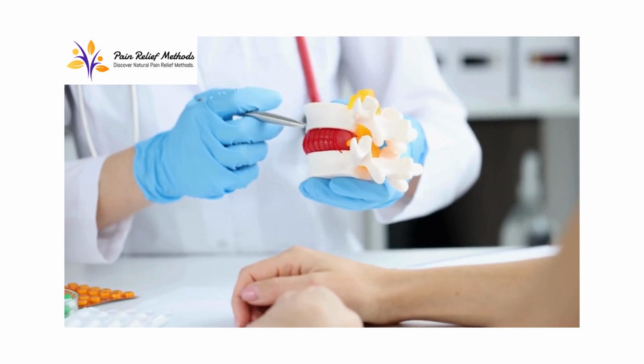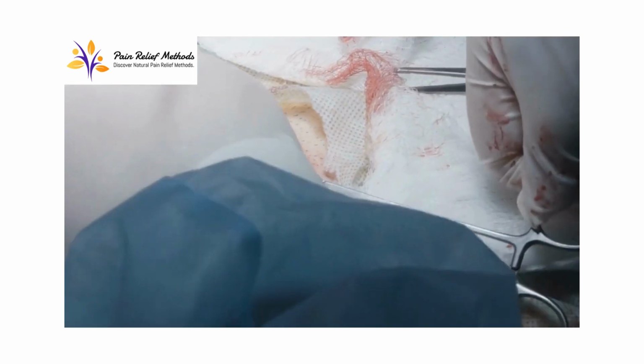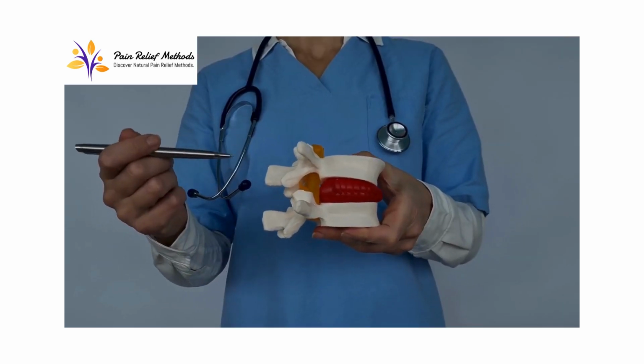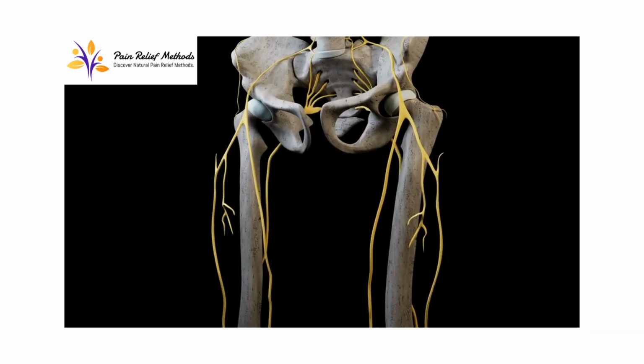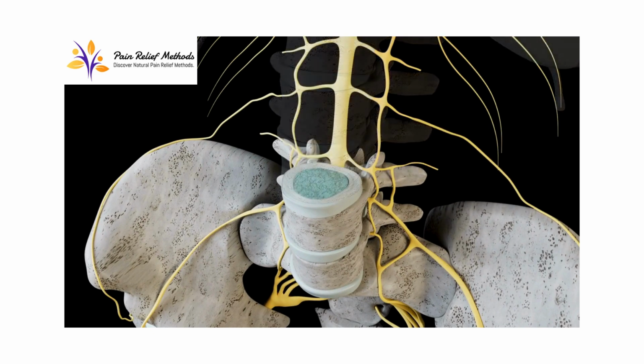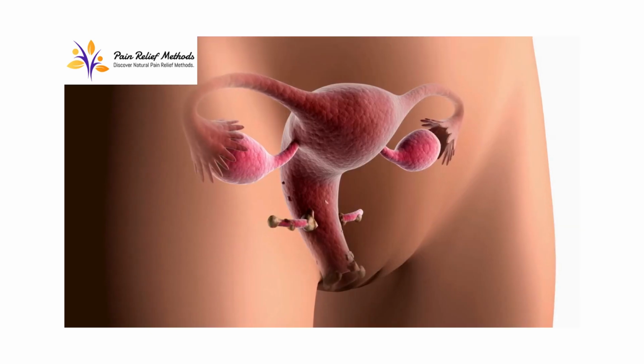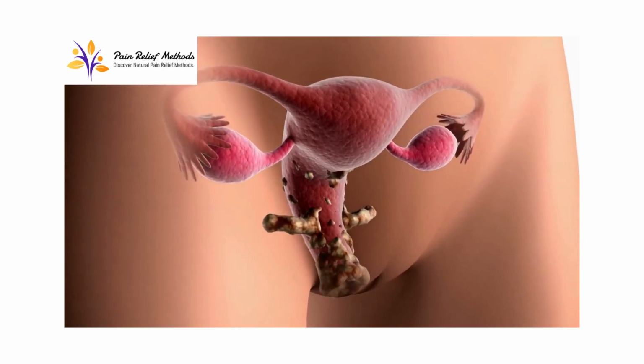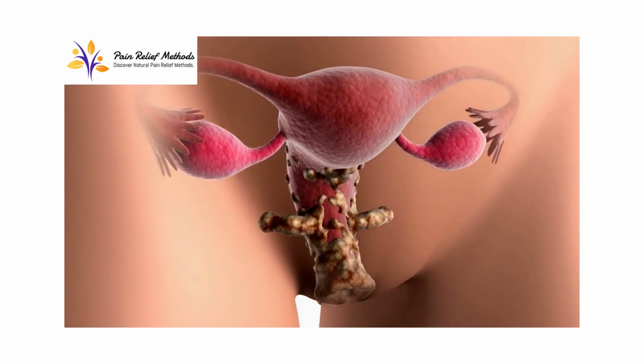Types of herniated disc surgery: Discectomy, the most common surgery for a herniated disc. A small incision is made near the affected disc, and the herniated portion of the disc is removed to relieve pressure on the nerve. Microdiscectomy is a minimally invasive version using a smaller incision and specialized tools, often resulting in quicker recovery.